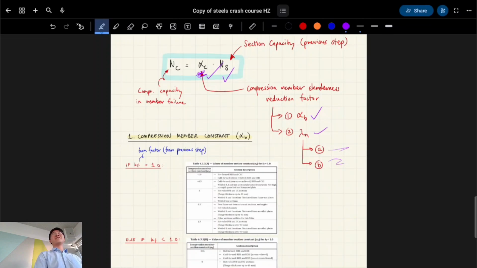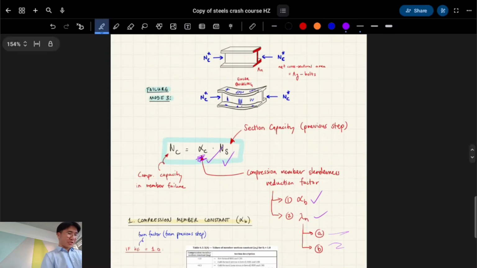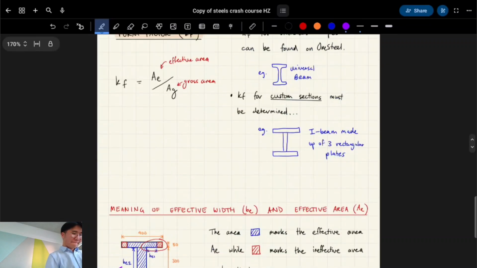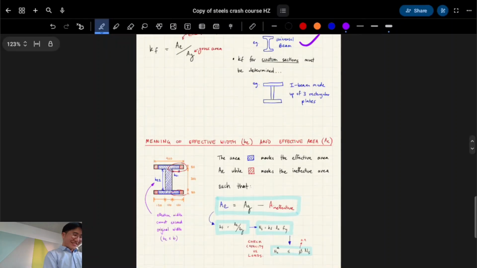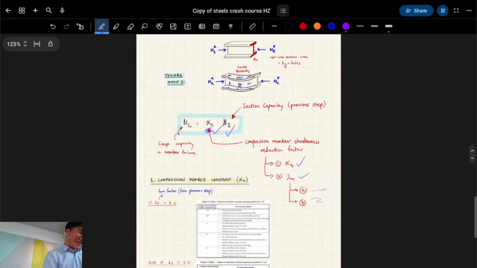Oh, yeah, sorry, I should also mention, this one, KF, takes the longest to find for a custom section. But that's only if it's a custom section. So if it's on OneSteel, it gives you KF. It'll tell you KF is 1, which means that none of the individual elements will buckle. Or if it's less than 1, it'll tell you the KF that you need to plug in. So it's really easy. It's just when you have a custom section, you need to fine tune it. It takes ages, basically. And there's a bunch of rules for it.